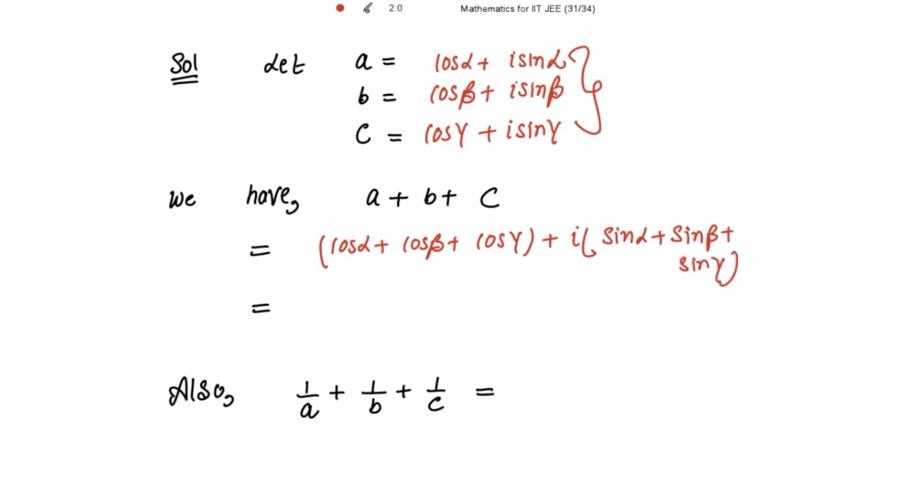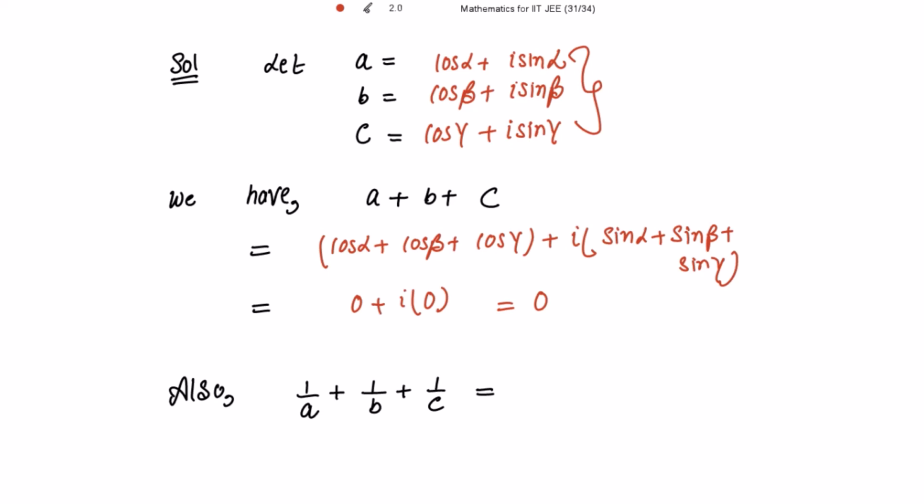And it is given to us that the sum of cos alpha, cos beta, cos gamma is equal to 0, plus iota times, it is also given to us that the sum of sin alpha, sin beta, sin gamma is equal to 0. So writing here 0, we get this to be 0. That means the sum of A, B, C is 0.